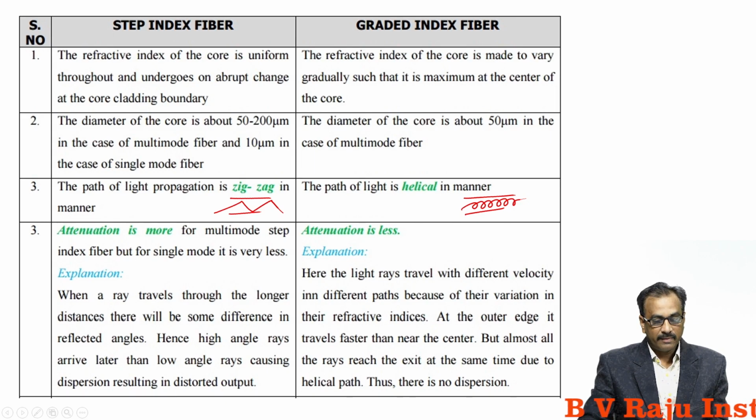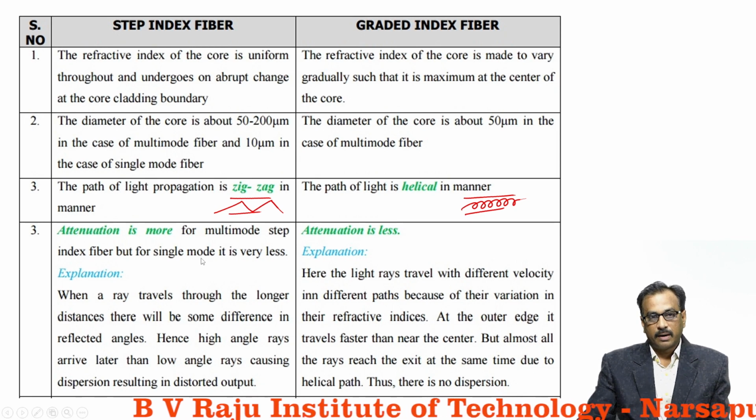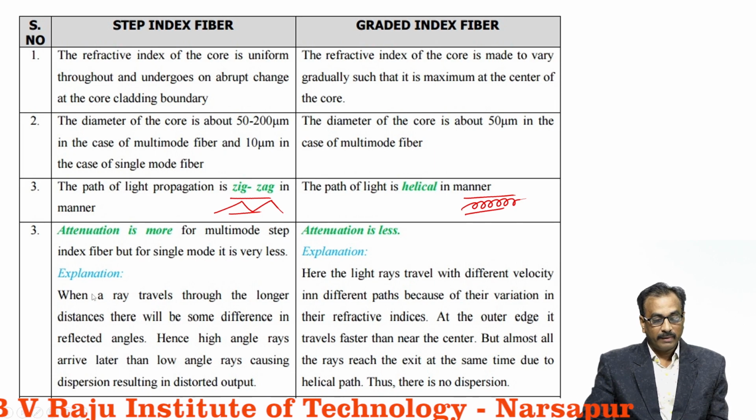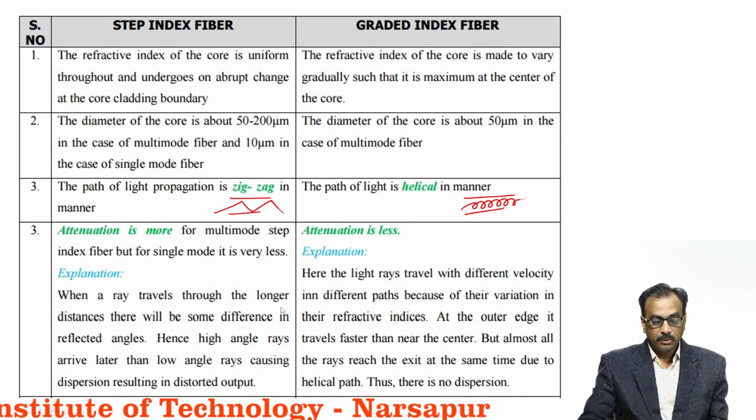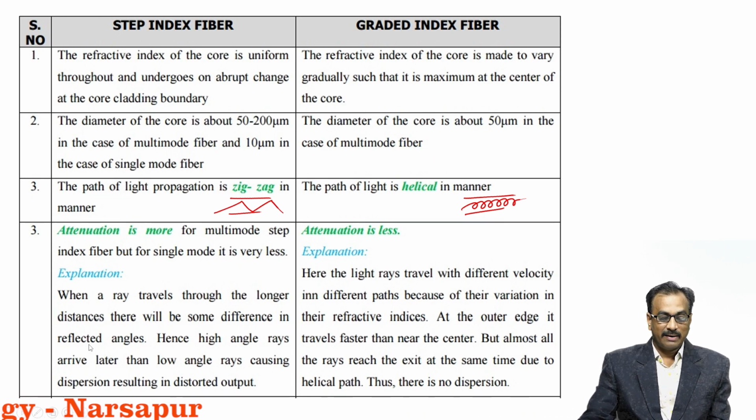When the light ray travels through the optical fiber, attenuation occurs. When a ray travels through a longer distance, there will be some difference in the reflected angles. Hence, higher angle rays arrive later than the lower angle rays, causing dispersion, resulting in a distorted output. The attenuation is less in a graded index optical fiber.